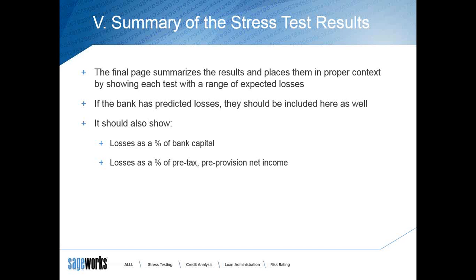In a lot of cases, banks are going to predict losses. This is going to be maybe almost a mini stress that maybe your treasurer or your CFO is going to do. They're going to say, okay, for 2015, here's what we're expecting to happen loss-wise. You put that in there right next to your stress test results and see how you stack up. And then finally, you also want to show these losses as a percentage of bank capital. And then I think a good example is the percentage of pre-tax, pre-provision net income, so they can really see that impact because that's what they're focused on.